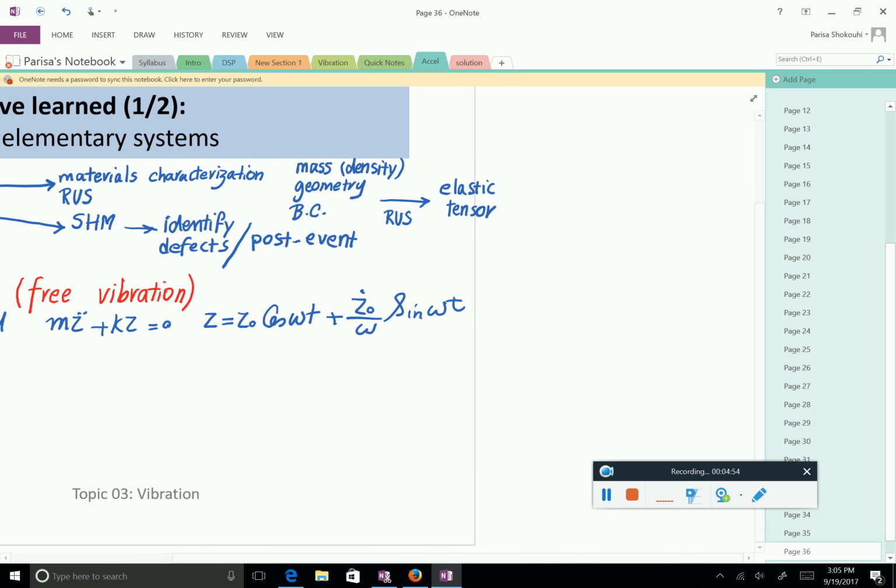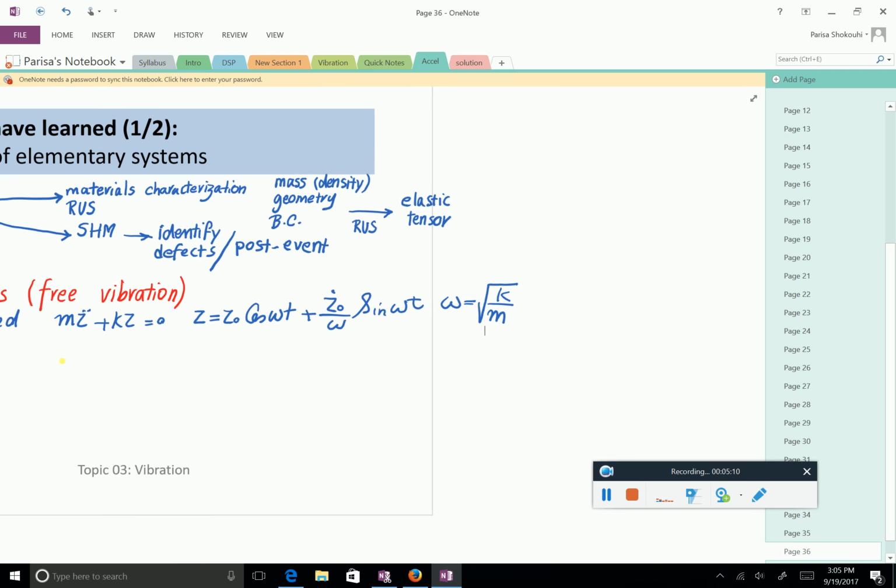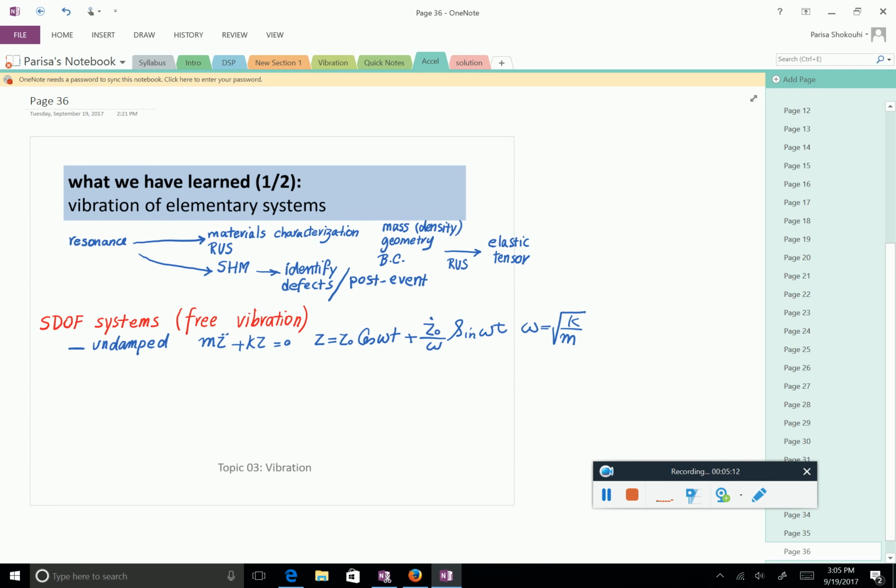And we learned that this omega, which is the angular frequency, is related to the stiffness of the spring and the mass, and started to understand why resonance is so helpful for materials characterization. And then we looked at the damped system. In particular, we considered viscous damping. And if you remember, we added a dashpot here.